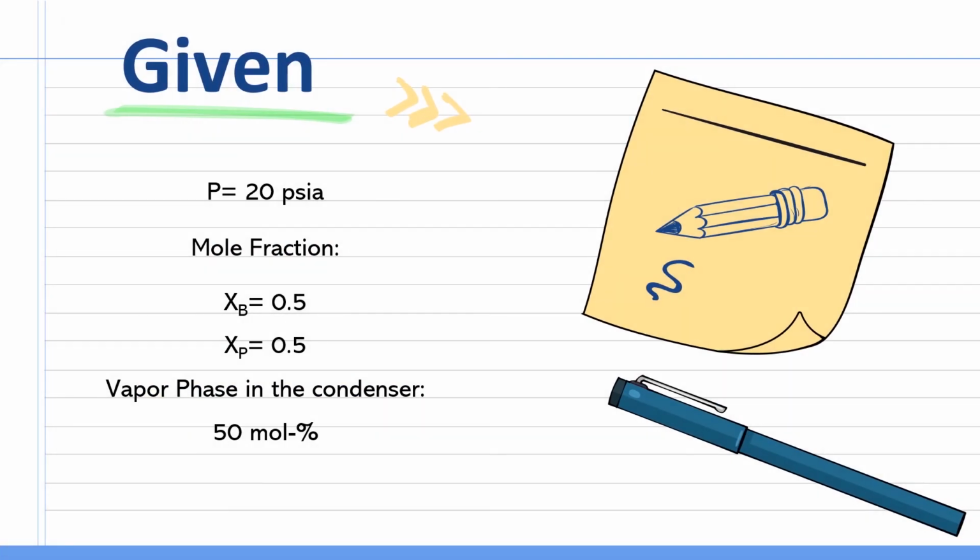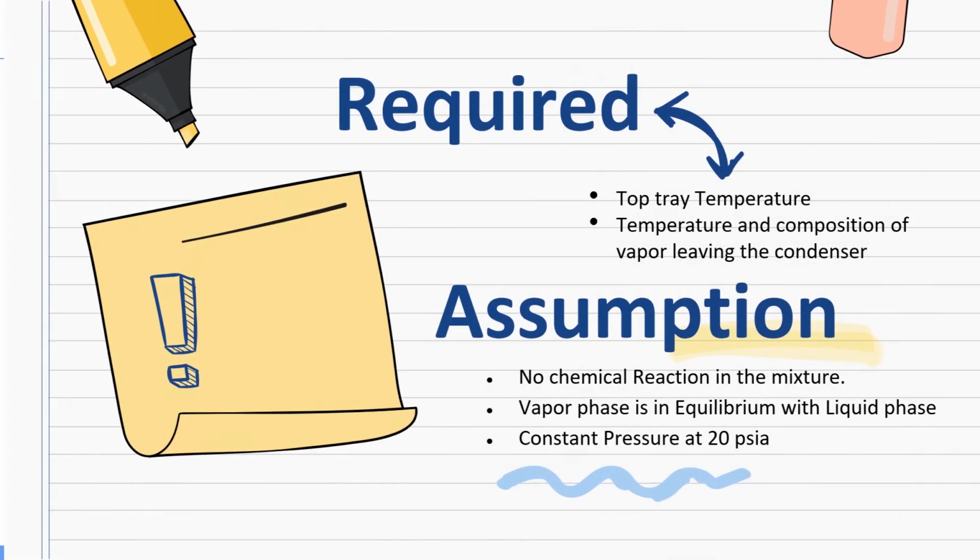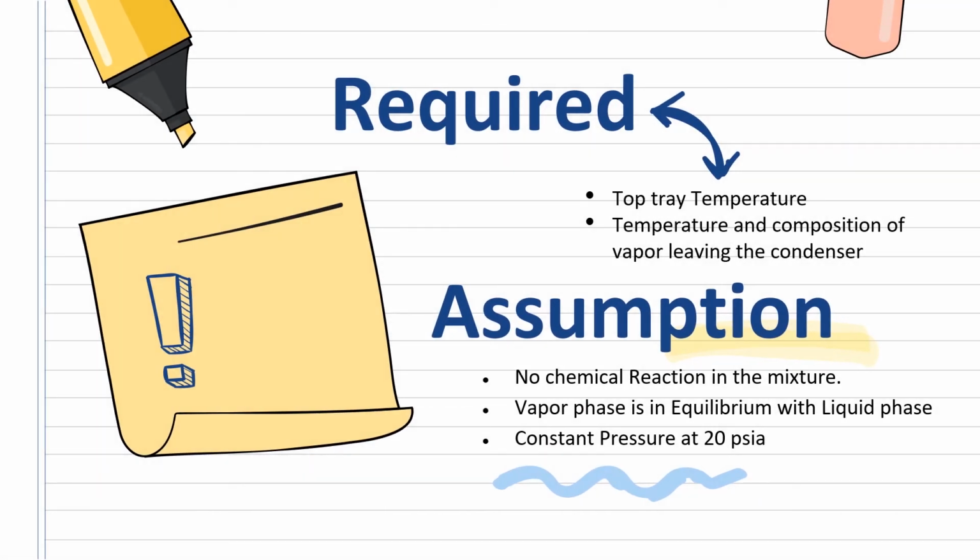The givens are a pressure of 20 psia, and since it is an equimolar mixture, the mole fraction of n-butane is 0.5 and the mole fraction of n-pentane is 0.5. The vapor phase in the condenser is 50 mole%. The required are the top tray temperature and composition of vapor leaving the condenser. Assumptions: no chemical reaction in the mixture, vapor phase is in equilibrium with liquid phase, and constant pressure at 20 psia.